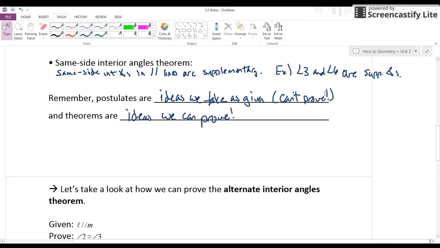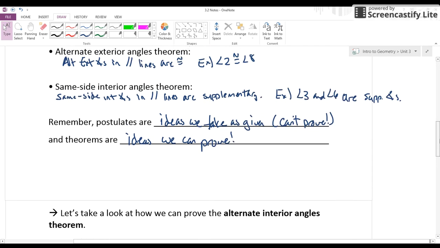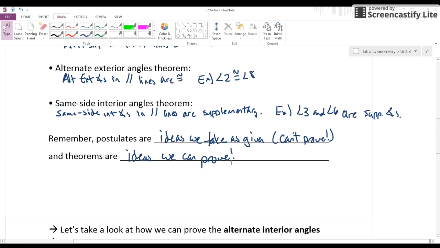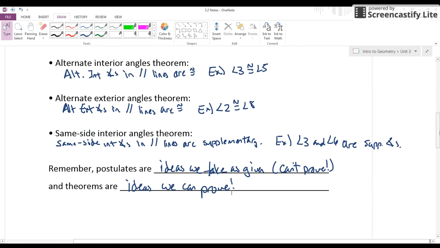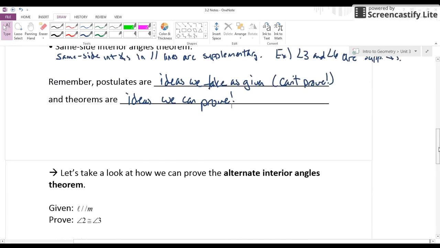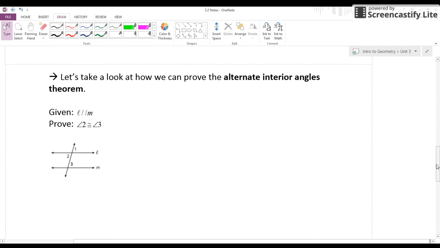However, theorems are ideas we can prove. So I could ask you to prove the same side interior angles theorem, prove the alternate exterior angles theorem, or prove the alternate interior angles theorem. So if you see we need to prove these theorems, please don't use the theorem to prove itself. So we're going to do one example right now.